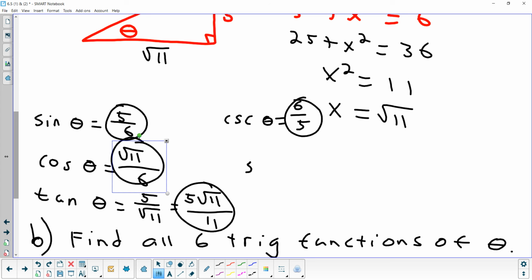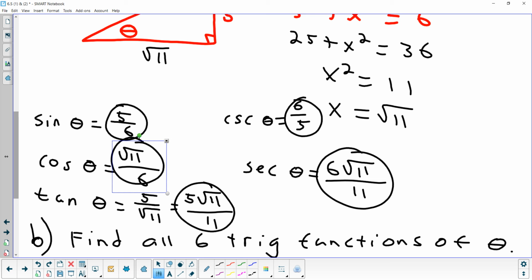How about secant? Anyone think they can tell me what the secant would be after you flip it and you fix it? Yeah, Chris? 6 times the square root of 11 over 11. Good. 6 square root of 11 over 11.